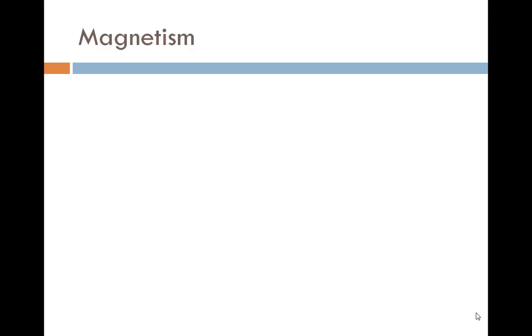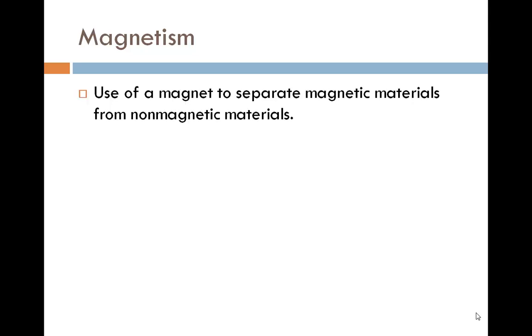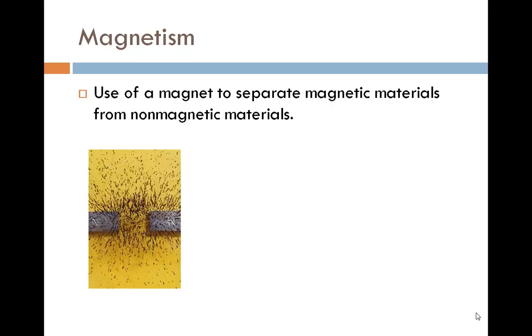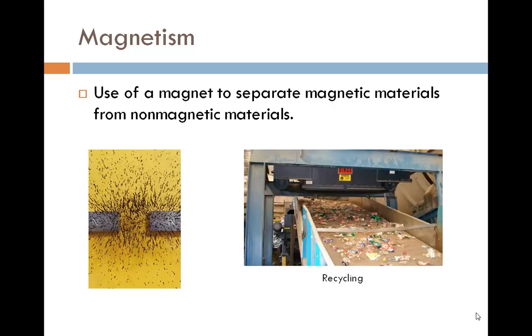The first technique we're going to look at is magnetism. This is simply using a magnet to separate magnetic materials from non-magnetic materials. So there's a magnet attracting some magnetic materials. This type of separation technique is used in recycling centers.